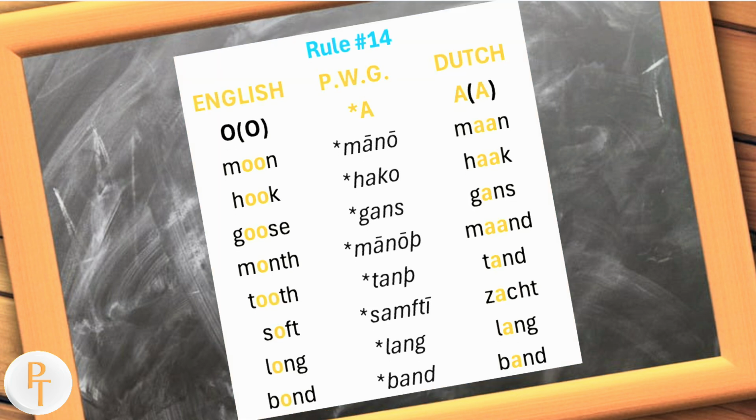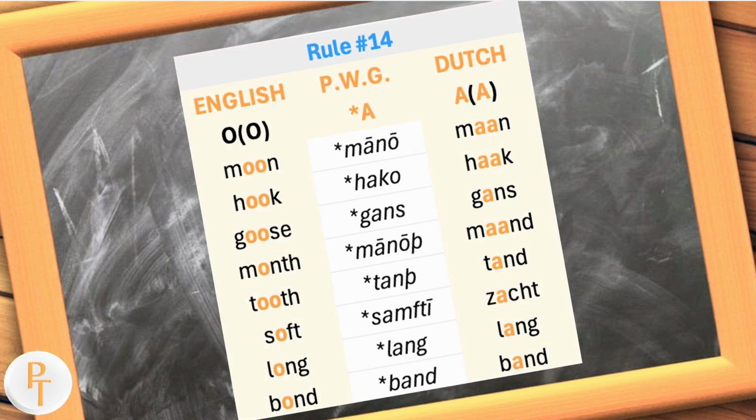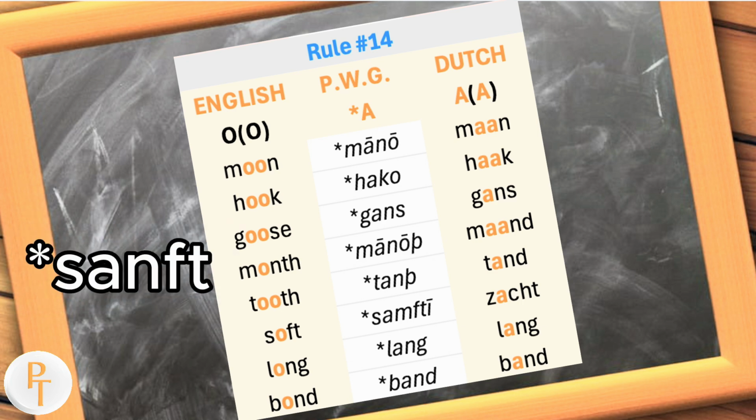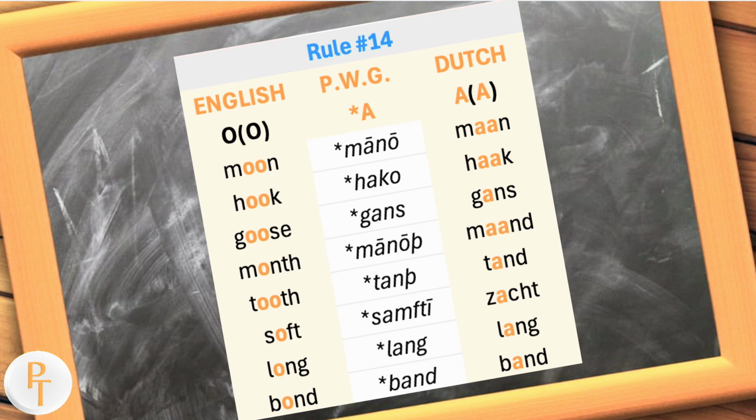And finally, Rule 14. Words in Proto-West Germanic having an A, Dutch retains them and English turns them into long O's or OO's. For instance, moon, maan. High, hoog. Hack. Goose, gans. Month, maand. Tooth, tand. Soft, zacht. Previously, it was an N, but through mispronunciation, it became a G sound. Used to be sanft in Old Dutch. Long, lang. Bond, band, as an accessory that binds two things together.